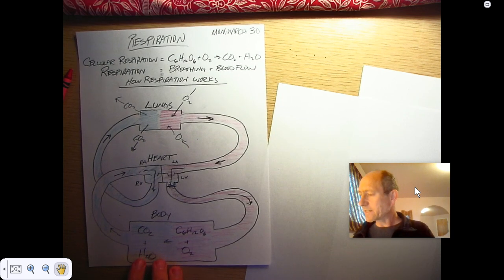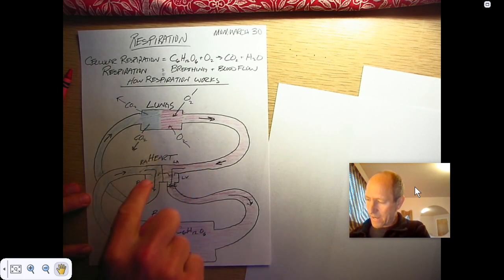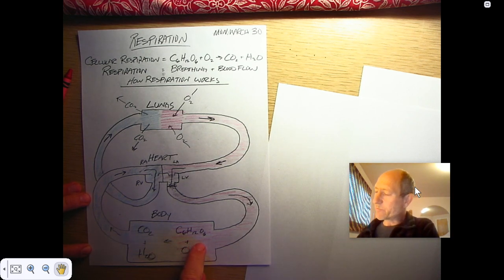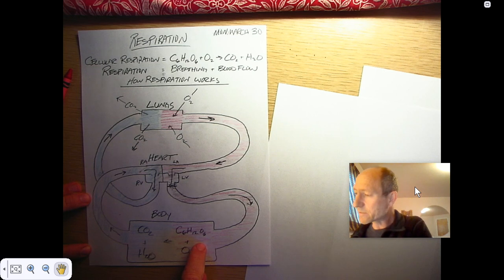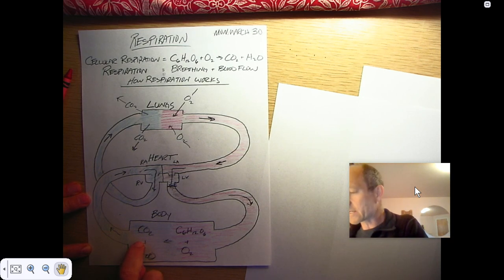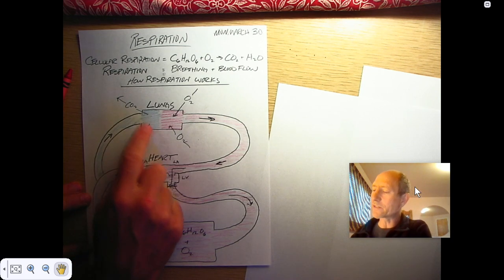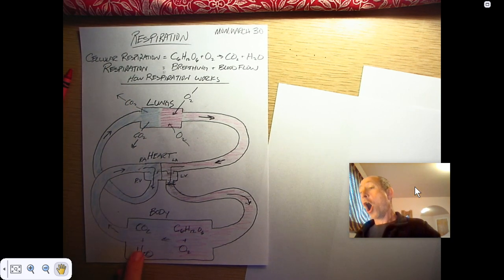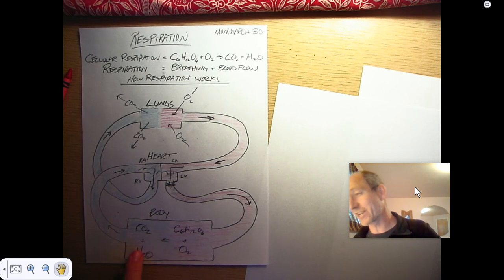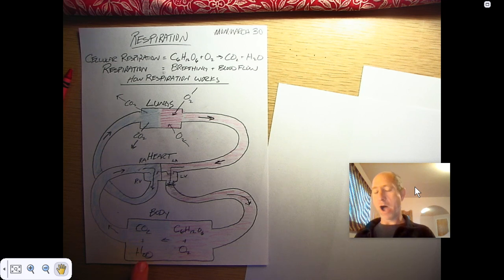The idea is that the lungs and the heart work together to bring oxygenated blood to the cells of the body and to remove carbon dioxide rich blood from the cells of the body, and to bring it back to the lungs where that carbon dioxide can get removed and the oxygen can get brought in like that. So that's what's up with respiration.